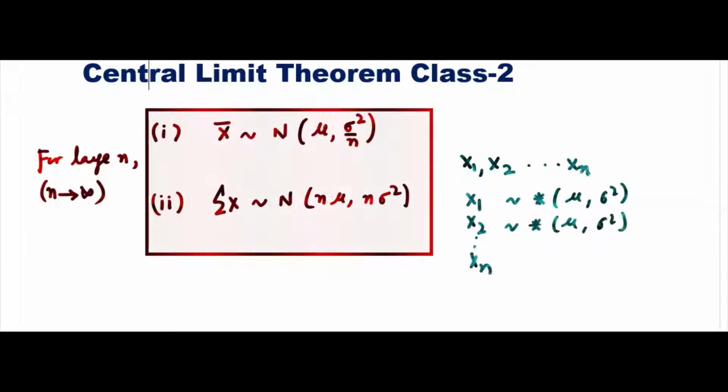Here it will be automatically normal. This will also be automatically normal. We don't need the distribution of x1, x2, xn. What we need to know is they should be IID, independent and identically distributed. At the same time, their means and variances must be the same. Identically distributed means their means and variances will be the same.